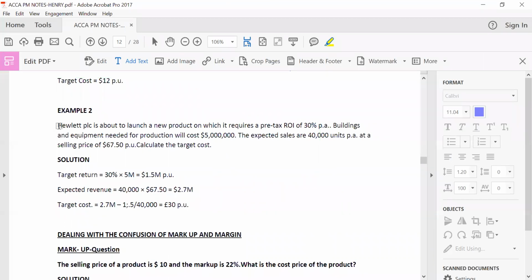Example number 2. Hillet PLC is about to launch a new product on which it requires a pre-tax ROI of 30% per annum. Buildings and equipment needed for production will cost $5 million. The expected sales are 40,000 units per annum at a selling price of $67.50 per unit.